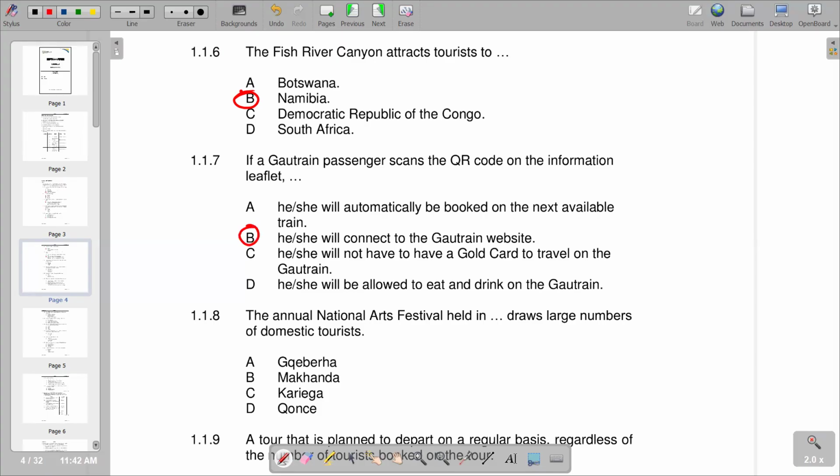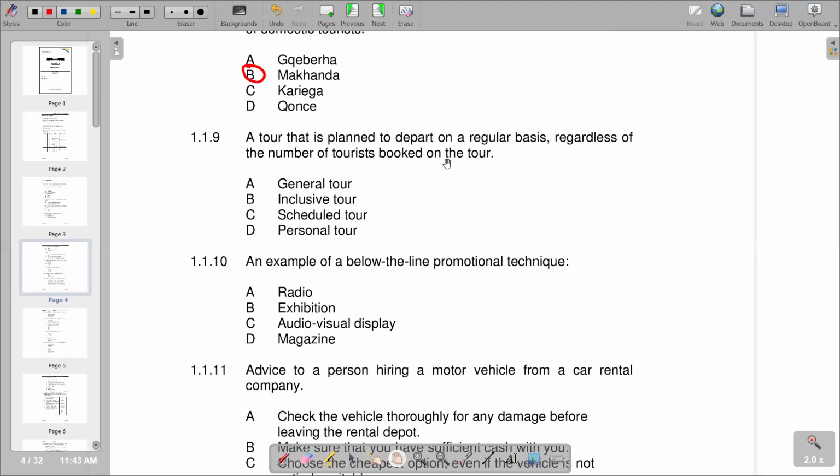Then we go to number eight. The annual National Arts Festival held in Makhanda draws large numbers of domestic tourists. The correct response that we have is B. Makhanda is the correct response that we have. Then we go to question nine. Question nine reads a tour that is planned to depart on a regular basis, regardless of the number of tourists booked on the tour. We have a C, which is a scheduled tour. Remember, it is scheduled because it is on a regular basis.